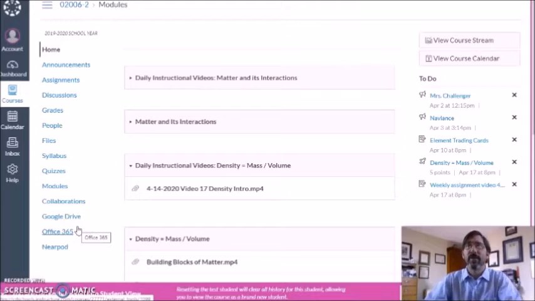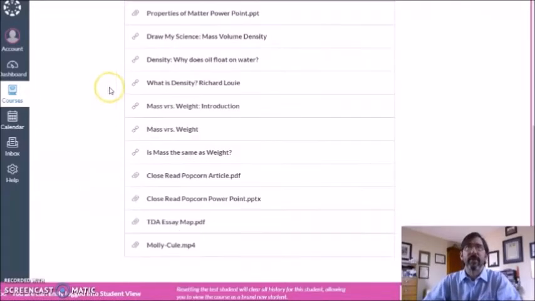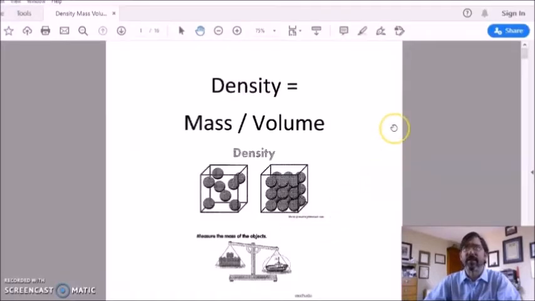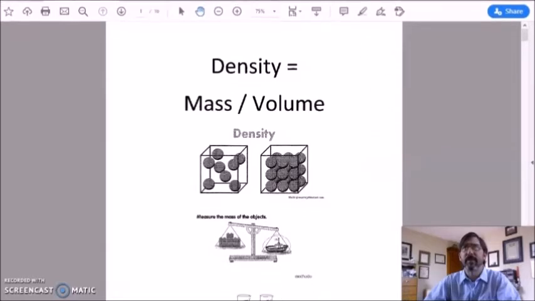And this is what you should be seeing when you log into Canvas. We've already looked at a couple of these items. For the packet, you can find that right here, the PDF document. And if you look at that packet, it looks something like this. Make that a little bigger for you.